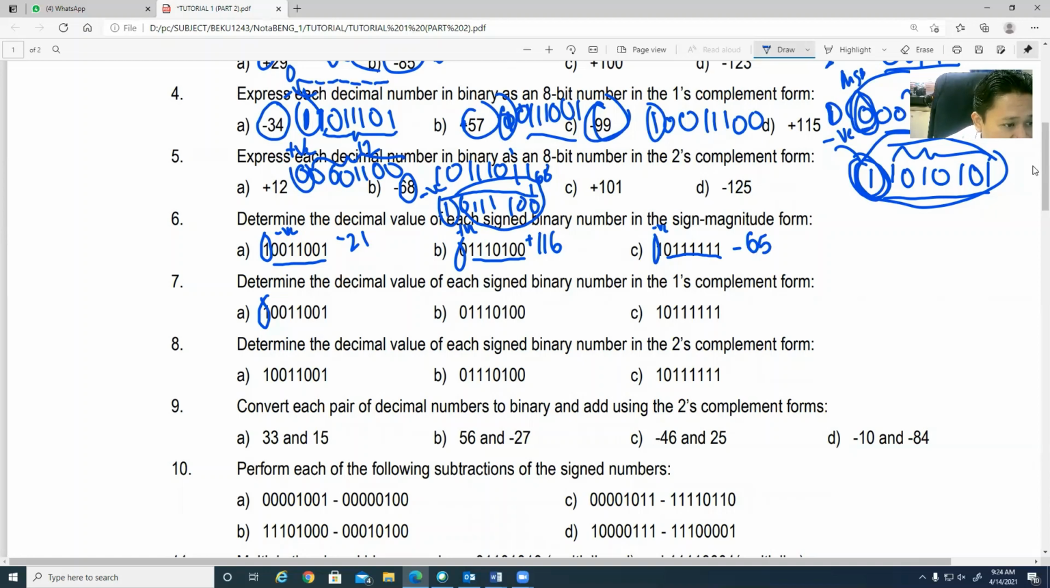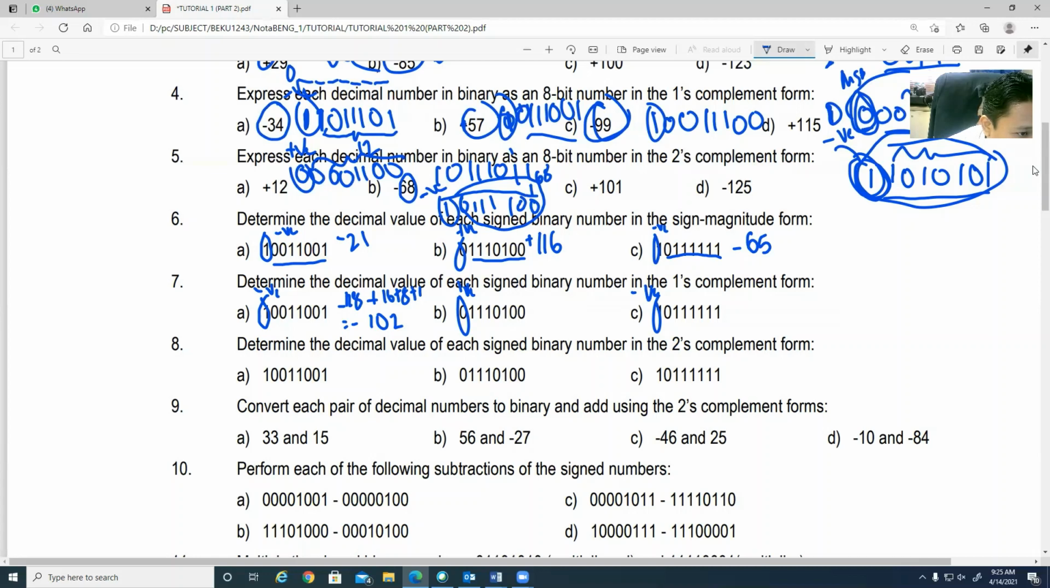Similar to this, determine the decimal value for each signed binary number in the first complement form, question number 7. This one is negative, this is positive, this is negative. You can see this one has the value of 100, plus 16, plus 8, plus 1, so the total will be negative 102.